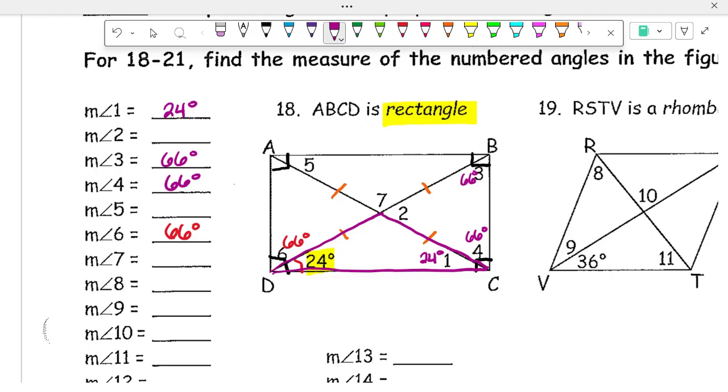We could do 5 or we could do 2. Which one do you want to do? All right, 2. What's easy to find about 2? Right. It's part of a triangle, and we got 2 of those angles of that triangle already. So we just add up 66 and 66, subtract it from 180. So what would that be? Be 48. So angle 2 is 48 degrees.